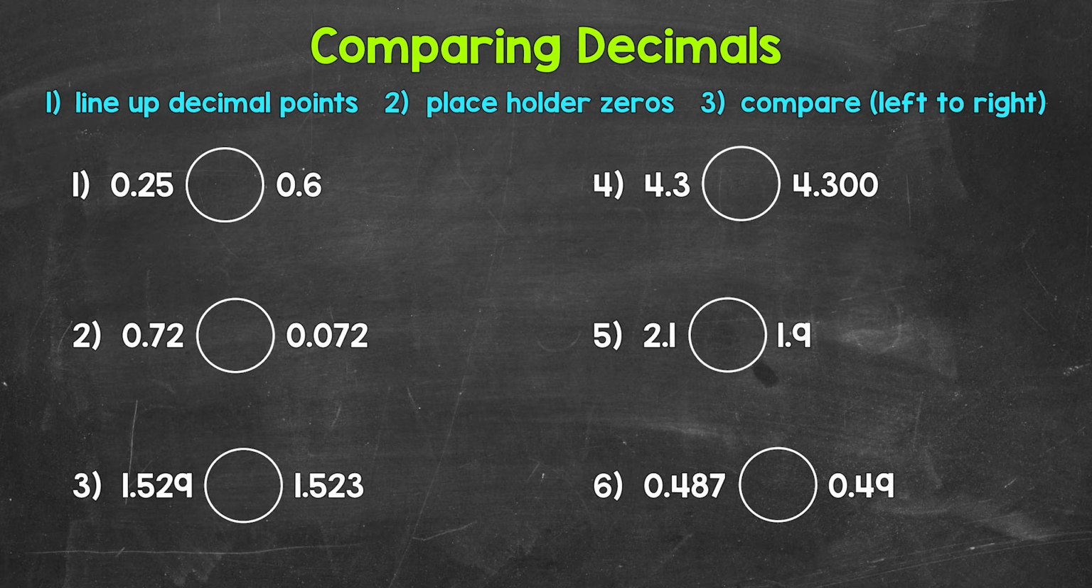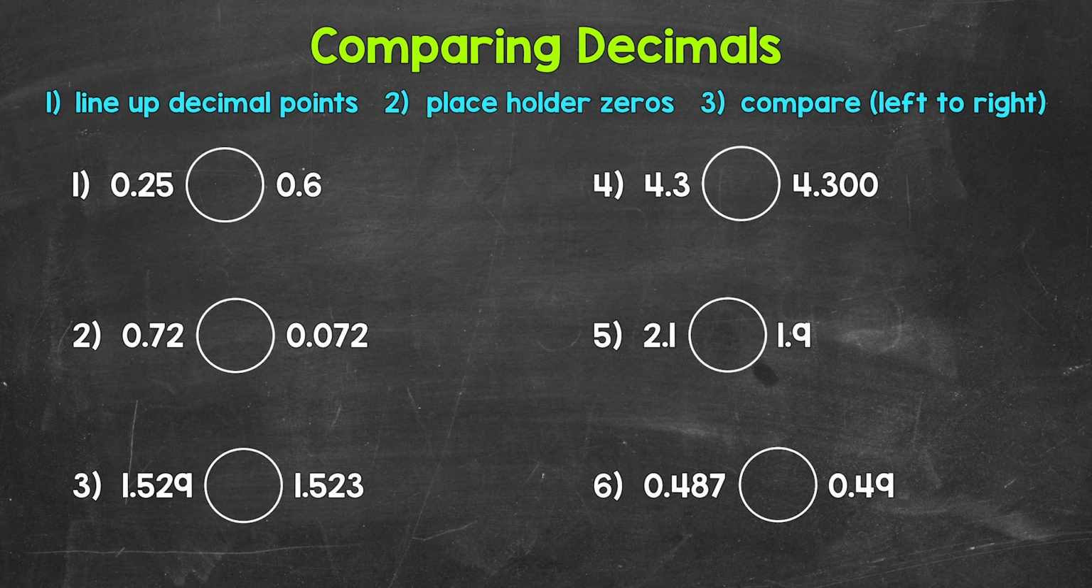Now please keep in mind, we can't automatically say that 25 hundredths is greater because it has more digits or because 25 is greater than 6. It doesn't work that way when it comes to decimals. The length of a decimal, the number of digits, does not determine which decimal is greater. We have to compare the place values.